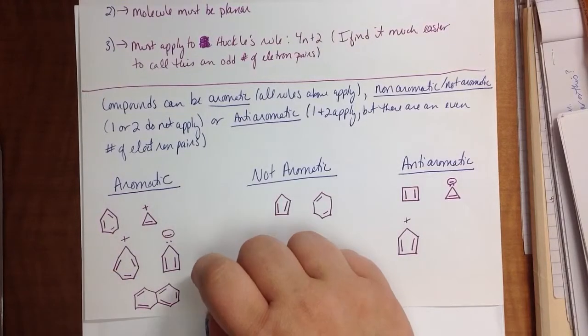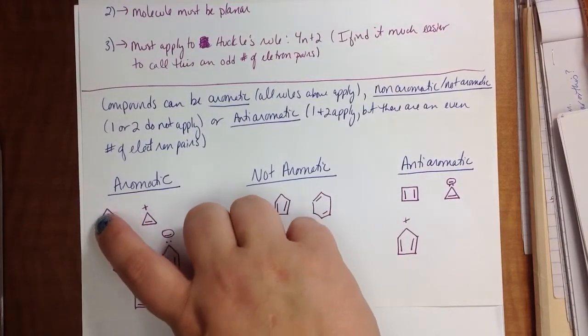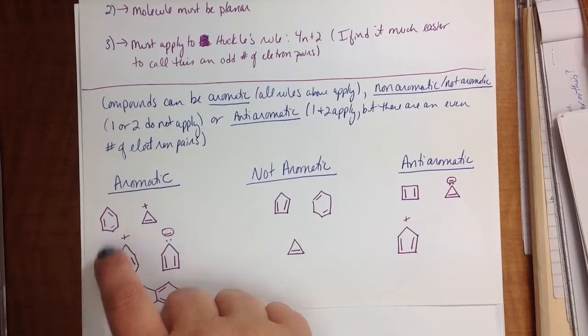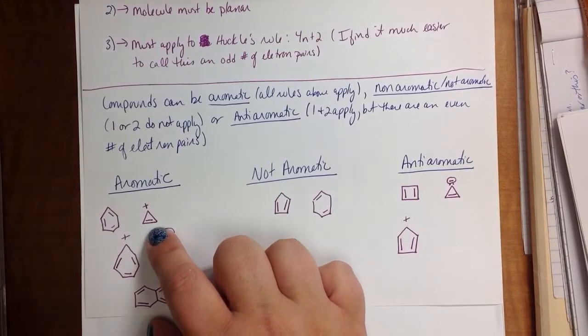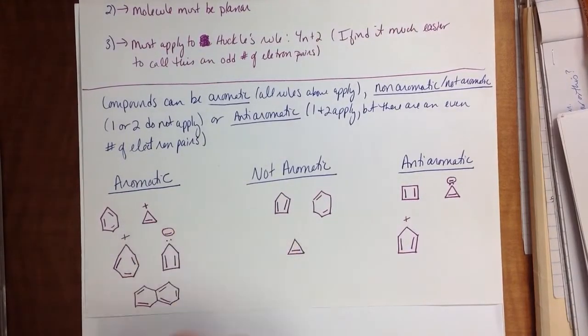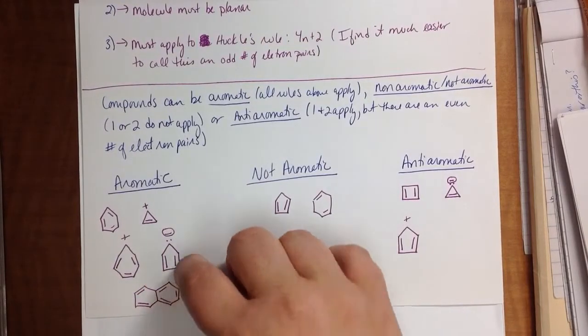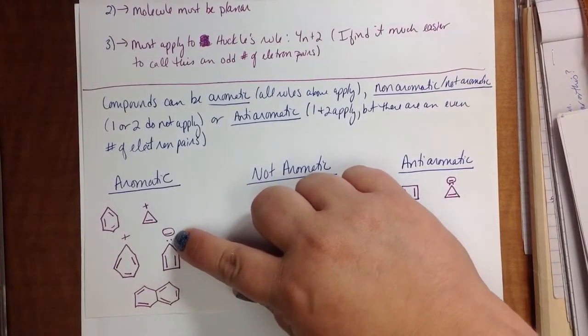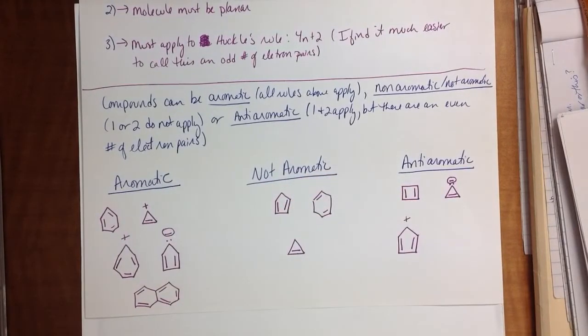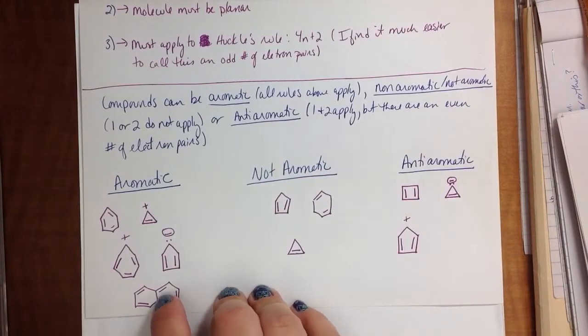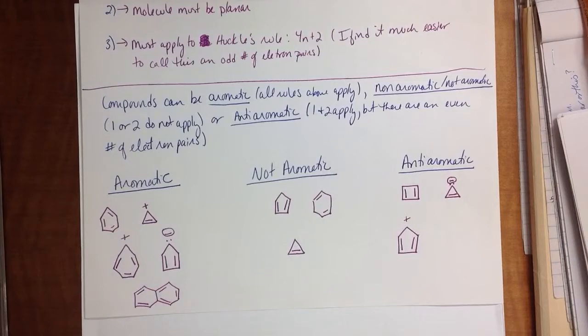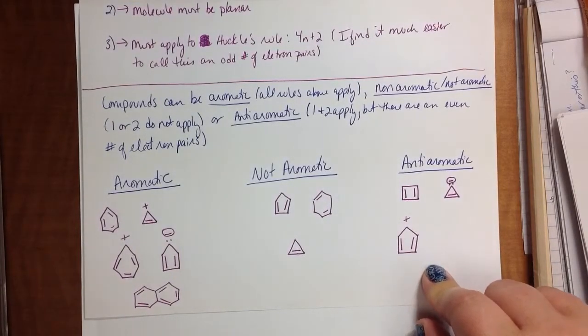So here we go. We've got 1, 2, 3 pairs here. Heck, aromatic. Only one pair there. That's an odd number. Aromatic. 1, 2, 3. 1, 2. This one still counts because it's a lone pair of electrons. Those count. And down here we have 1, 2, 3, 4, 5. That's odd. Everything's flat. We're good. All those are aromatic. Now, let's go over to anti-aromatic.